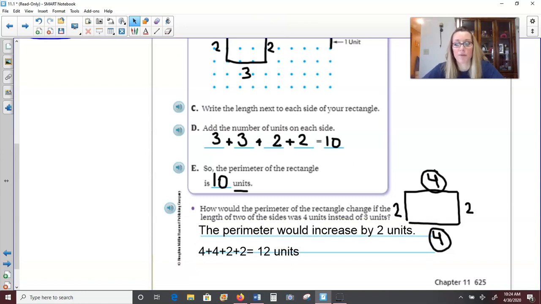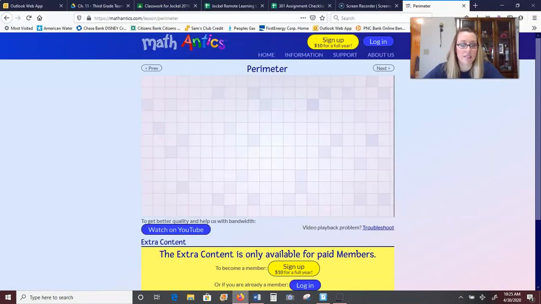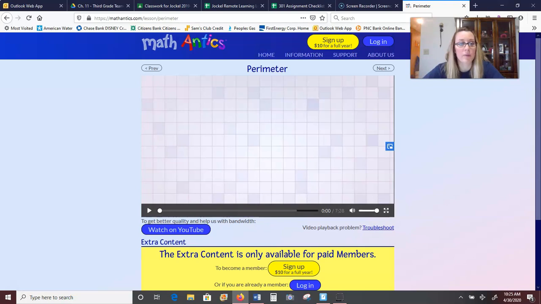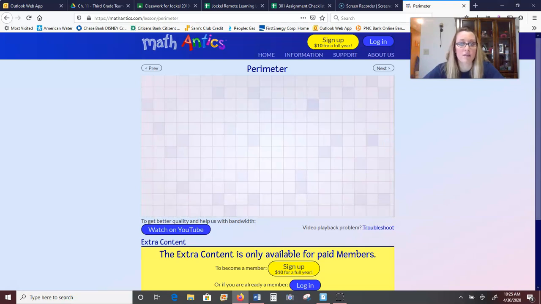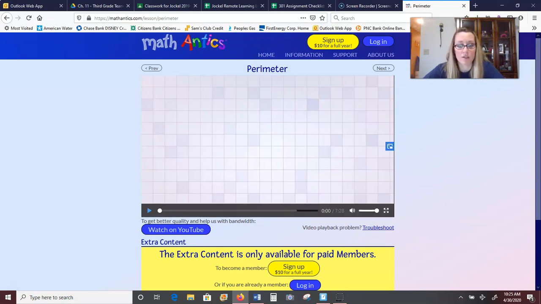All right, so before we move on any farther, I wanted to share with you a Math Antics video that talks about perimeter, because I think the gentleman in the video does a really nice job of showing what perimeter is and explains how to find it. So we're going to watch a little bit of this video before moving on.